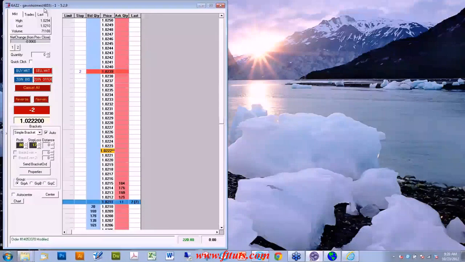Okay, so what I'm going to do here is now put the chart up and show you what I see, and why I'm going to let that trade run a little.